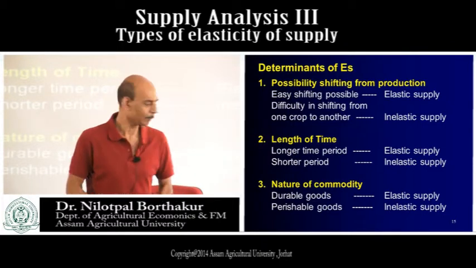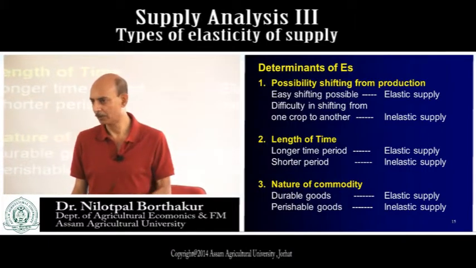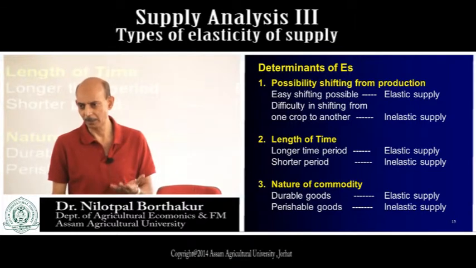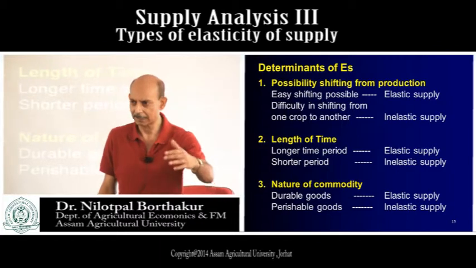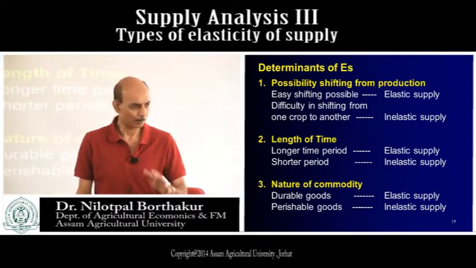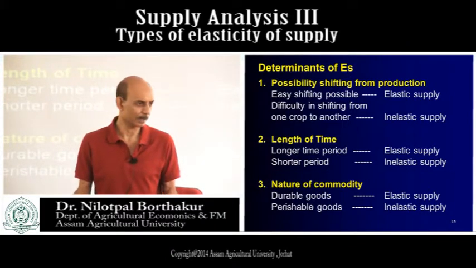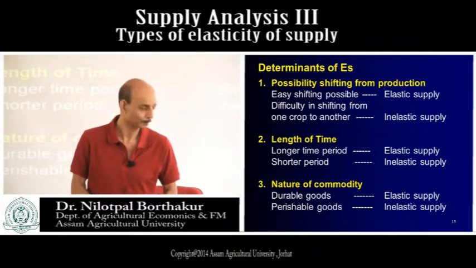So in case of perishable products, supply is inelastic, but in case of durable goods, it is always elastic, because we can store, we can wait for the price to rise. So ultimately supply can be adjusted to the increase or decrease in the price. In case of perishable products, we cannot make any sort of adjustments, because we shall have to sell as before, even if the price goes up or comes down.